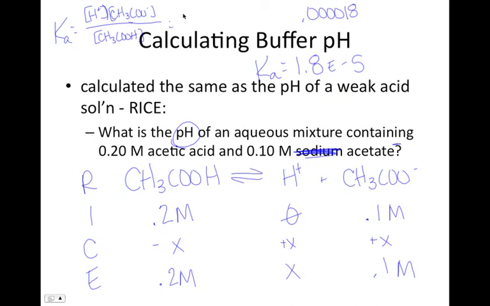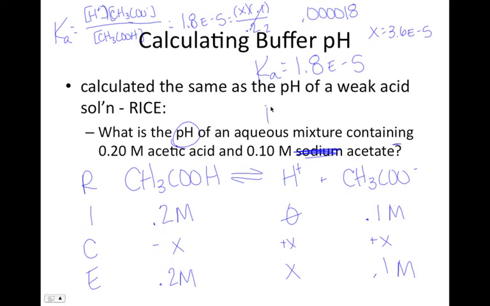Plug in what we know. So 1.8 times 10 to the negative 5 equals x times 0.1 divided by 0.2. Well, these reduce down to 1 over 2 basically. So we have x divided by 2 equals 1.8 times 10 to the negative 5. I'll simply plug that into the calculator to find x, and you get x equals 3.6 times 10 to the negative 5. And then you just take the pH of that.